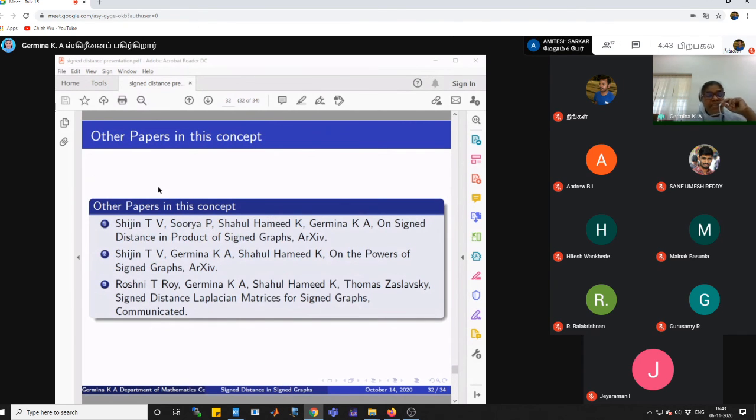Since I have an important meeting at 5 o'clock, I thought I would keep this short. This is the only paper which is published on this concept, namely signed distance in signed graphs. Other papers which we have submitted are on signed distance in product of signed graphs, on the powers of signed graphs, and signed distance Laplacian matrices for signed graphs. These are the other 3 papers, and 2 more papers are under preparation.